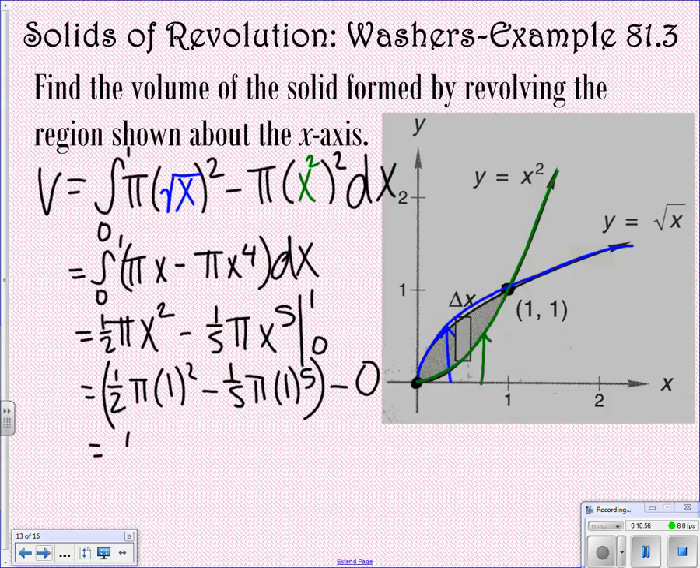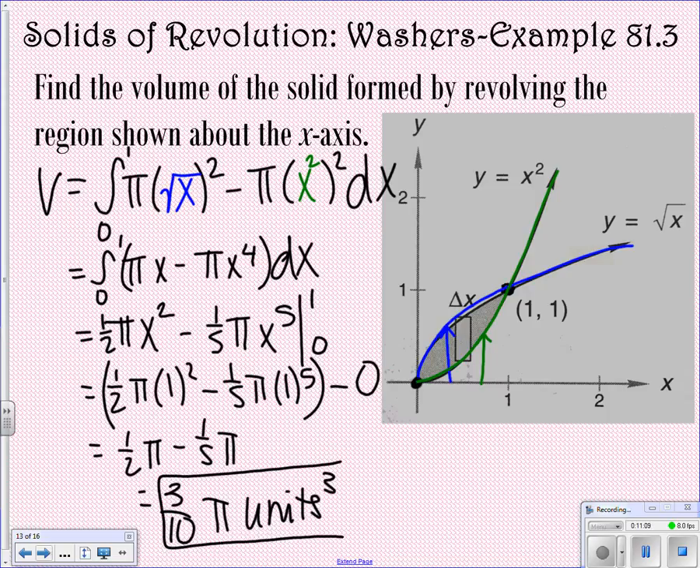So I have 1/2 pi minus 1/5 pi, which is going to give you 3/10 pi. And then you have units cubed. And so that would be the volume for that figure.